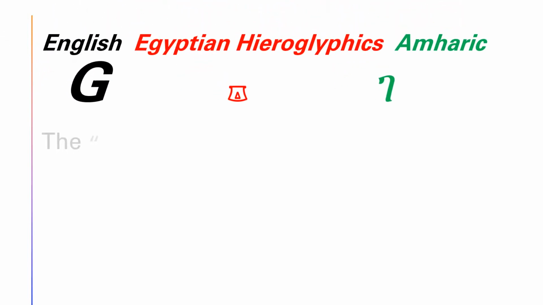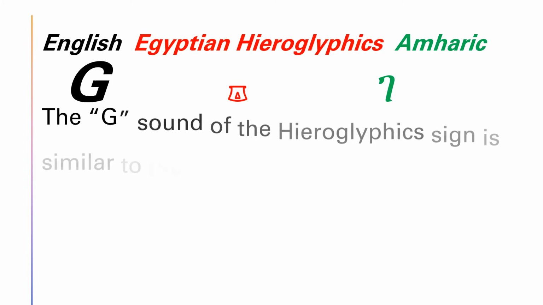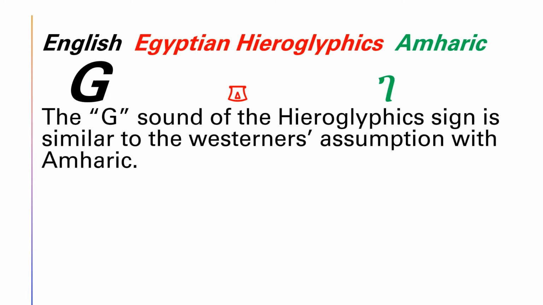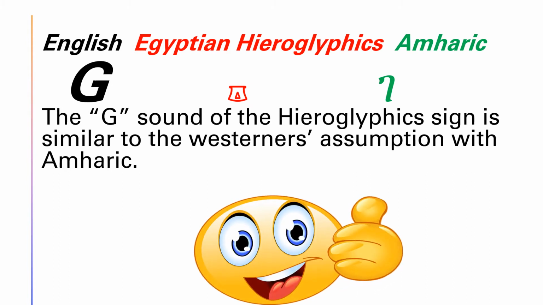The next one is the G sound. As you can see, it is a symbol of a potsherd, and in Amharic it also starts with a G sound. We call it Gel. So it's similar with the assumption of the Western scholars.